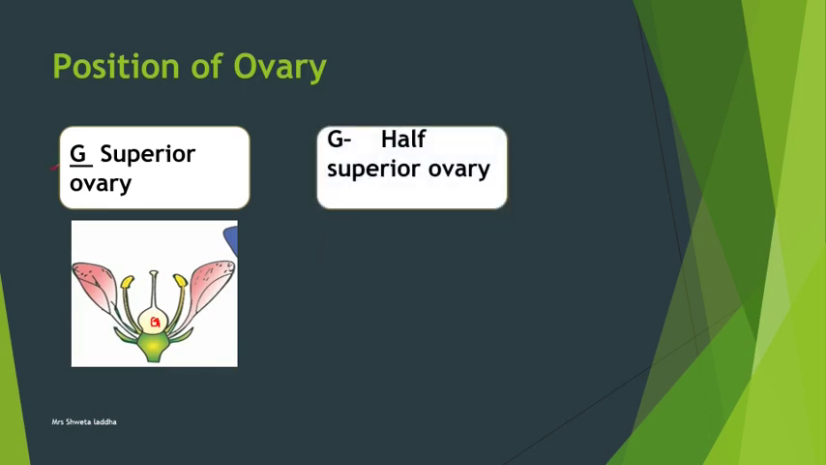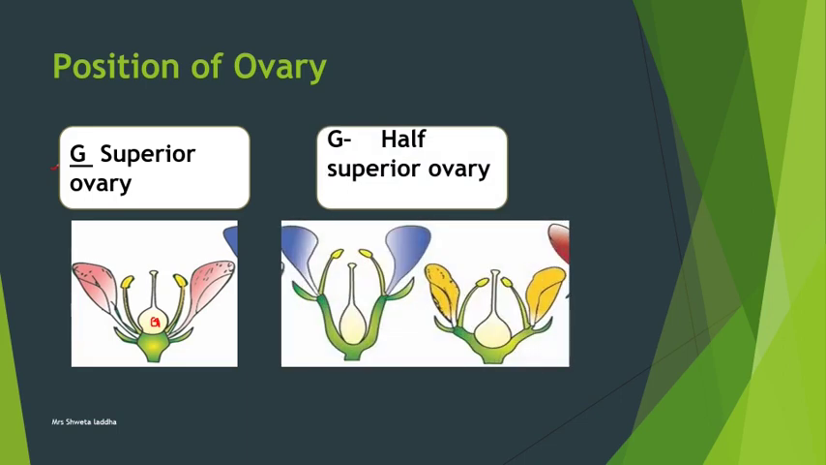Half superior ovary, or we also call it half inferior ovary. If you remember, when the thalamus becomes saucer shaped or cup shaped and all of them are on the same level, they are on the circumference, the corolla, the calyx, the androecium are at the same level as that of the gynoecium, then the ovary is called half superior and it is shown by a G and a line on the side.